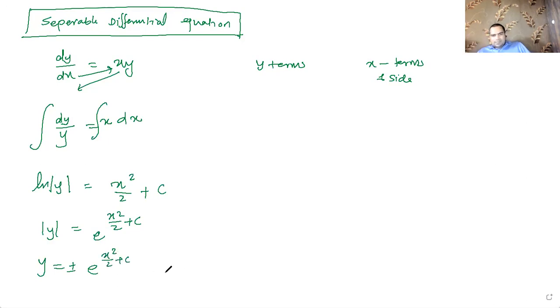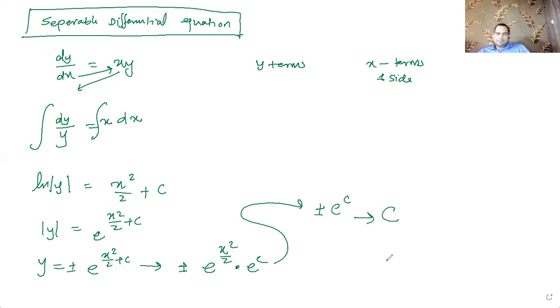And of course, you don't know the exact value of the particular solution, since they haven't specified anything. So we have the freedom to simplify by redefining another constant. Plus or minus, I can break this down as e to the power x squared over 2 times e to the power c. Then I can take plus or minus e to the power c as a new constant, say capital C. So my general solution for this equation becomes C e to the power x squared over 2, where C is nothing but plus or minus e to the power c.